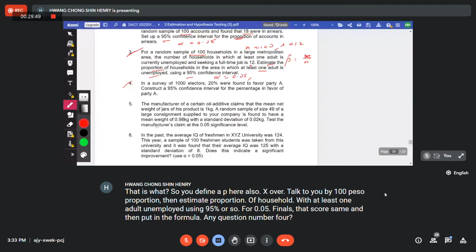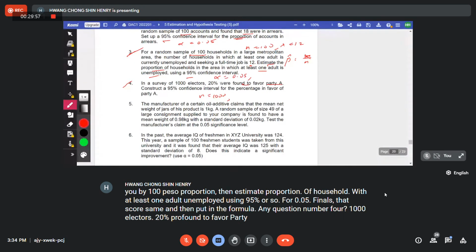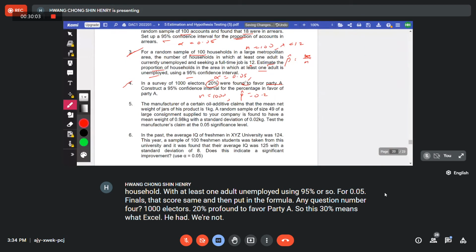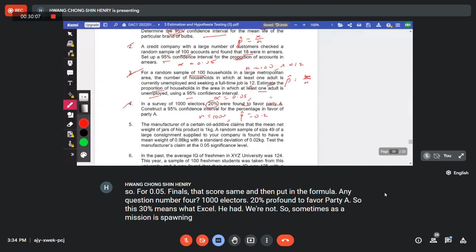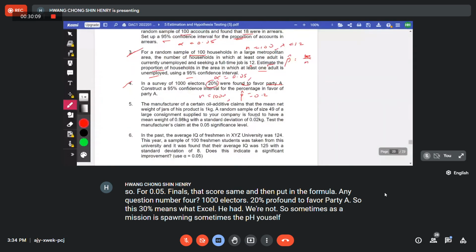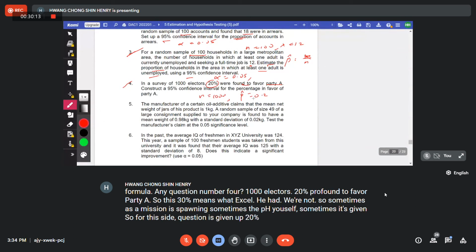Okay, question number 4. 1,000 electors, 20% were found to favor party A. So this 20% means what? Is your P hat, right or not? Sometimes, as I mentioned this morning, the P hat you have to calculate yourself. Sometimes it's given. So for this type of question, it's given, 20% means your p-hat.